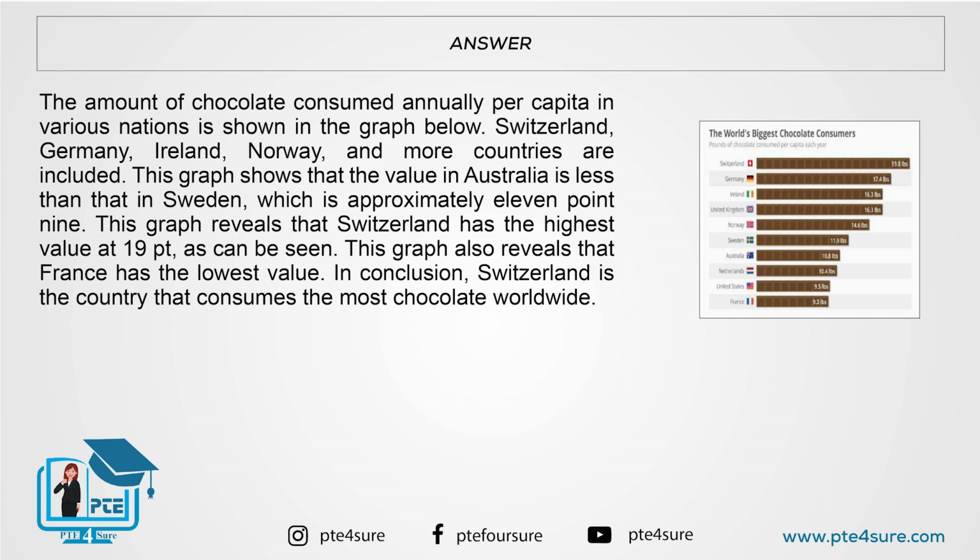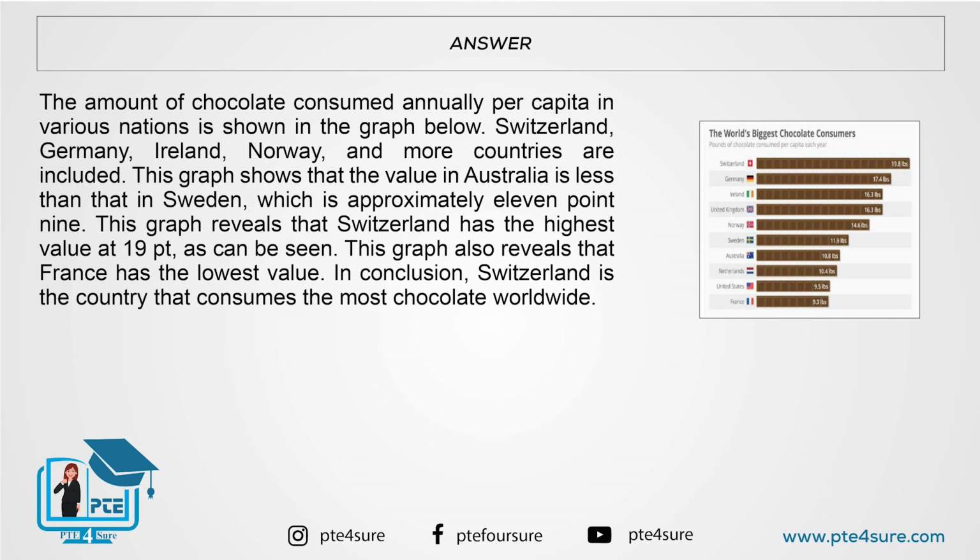The amount of chocolate consumed annually per capita in various nations is shown in the graph below. Switzerland, Germany, Ireland, Norway, and more countries are included. This graph shows that the value in Australia is less than that in Sweden, which is approximately 11.9.